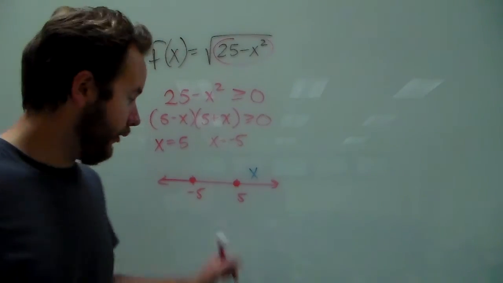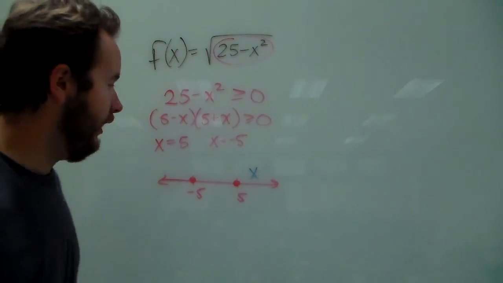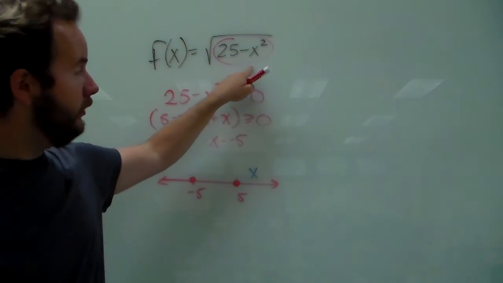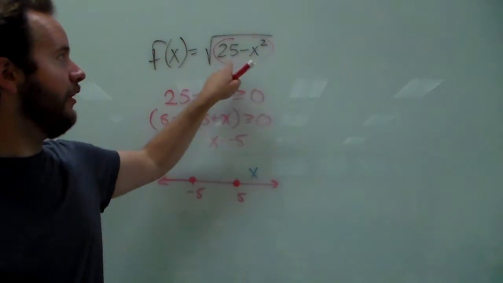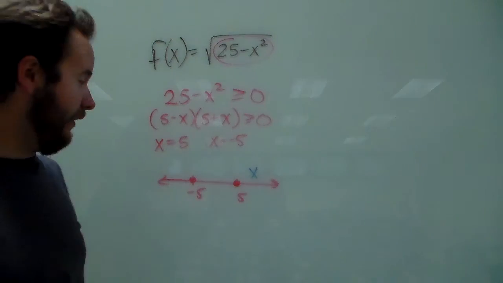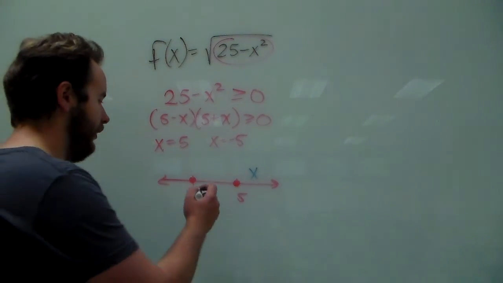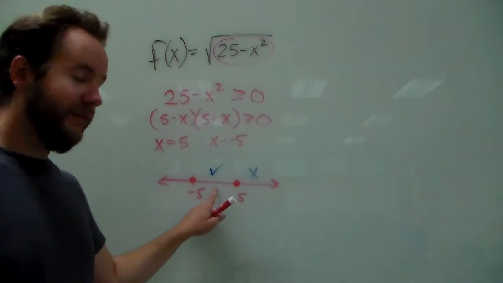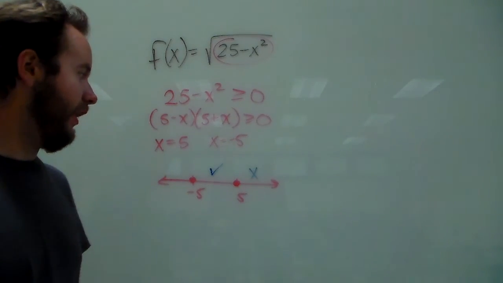Pick your favorite number between negative 5 and 5. What's everyone's favorite number between a negative and a positive? 0. And in fact, 0 is pretty easy to plug back into the original. If I plug in 0, 0 squared is 0, 25 minus 0 is 25, the square root of 25 is 5. It's allowed, so we're good. We picked 0 on this interval, it worked, so we're going to put a check over that interval.